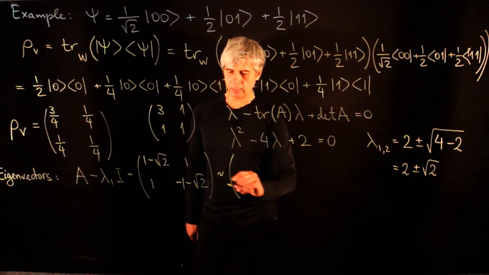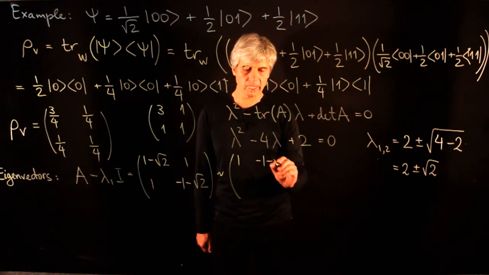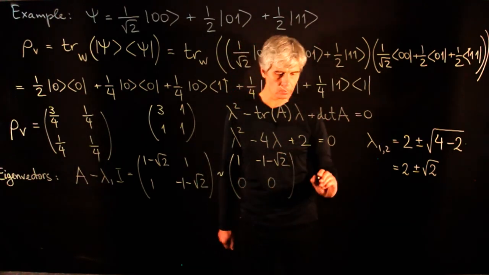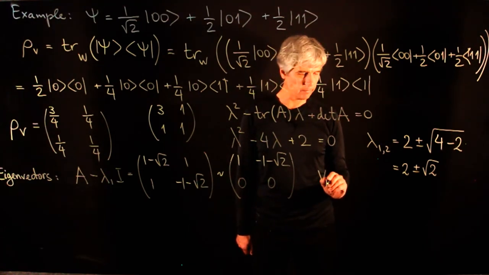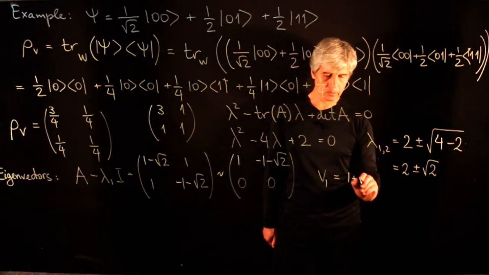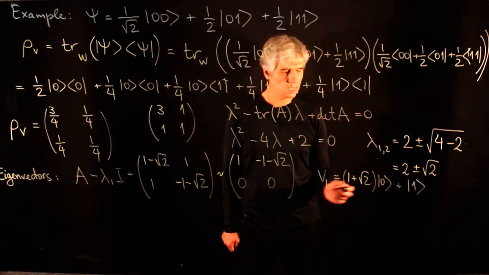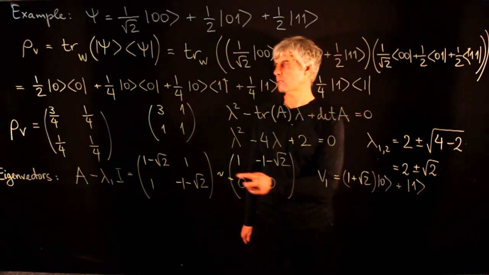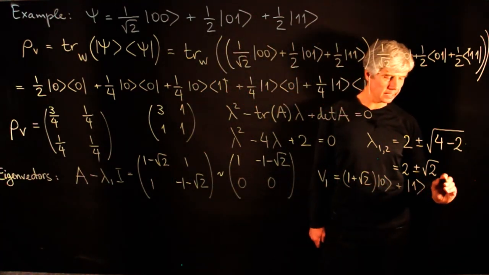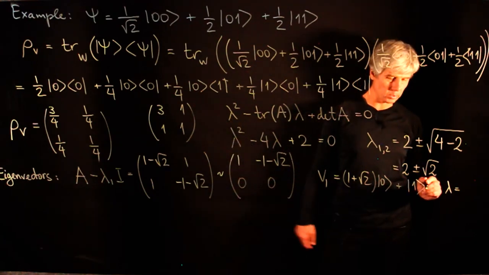And so this means that the reduced form of this matrix is going to be 1, and then minus 1 minus square root of 2, and 0, 0. So this is the reduced row echelon form. And so this tells us that the eigenvector V1 is equal to 1 plus square root of 2 times 0 plus 1. So this gives us the first eigenvector for this density operator rho V. And so the eigenvalue for this is, in fact, this eigenvalue, and we need to divide it by 4 because the matrix is divided by 4.